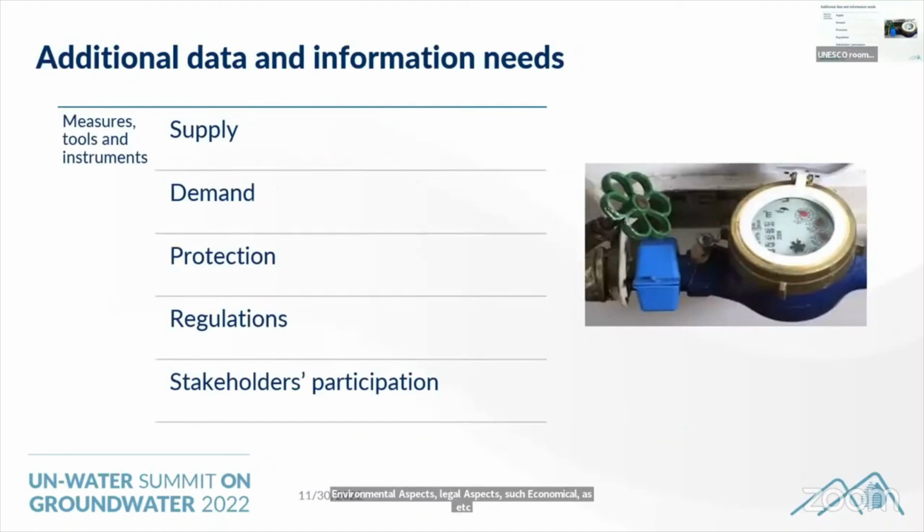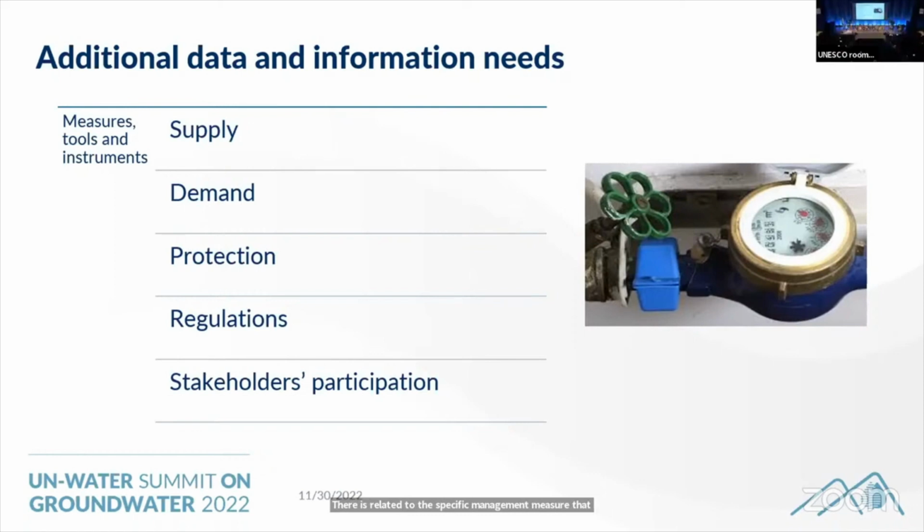We also have additional data and information needs. And what do I mean? There is data and information that will come that is related to the specific management measure that we want to apply. That can be one of these types.